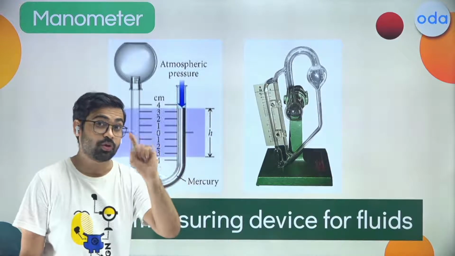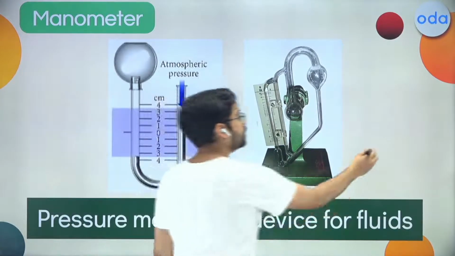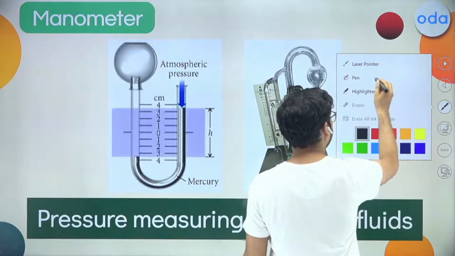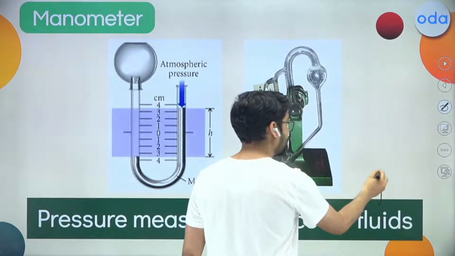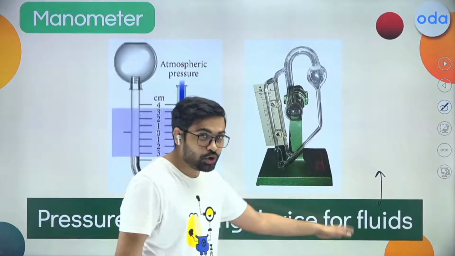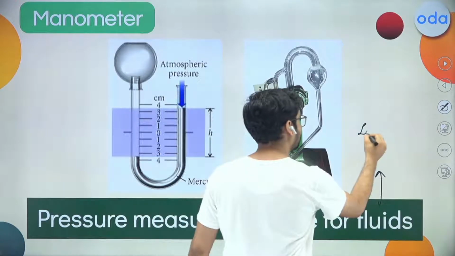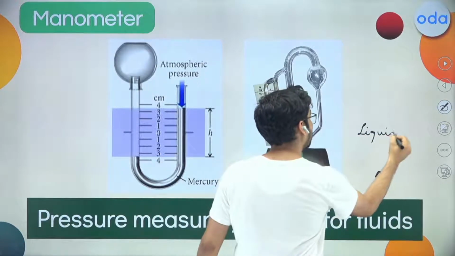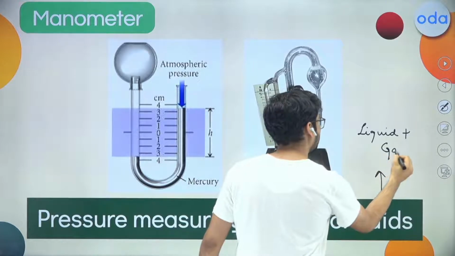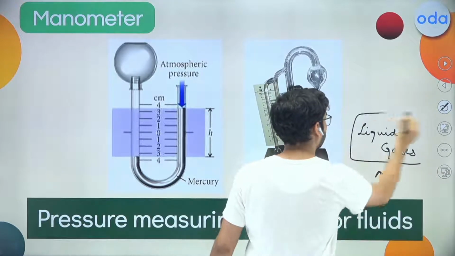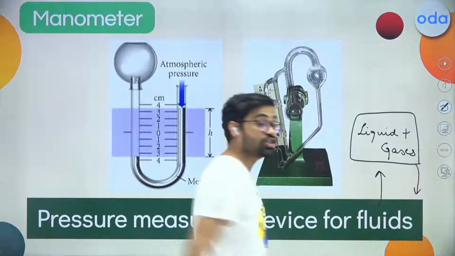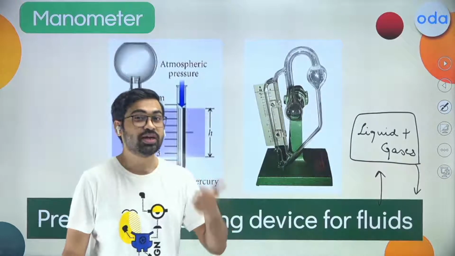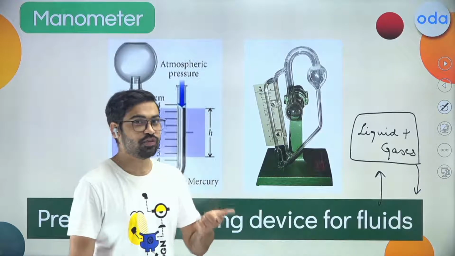Now, please remember one very critical thing, that we are not talking about liquids anymore. If I talk about a fluid, I mean both liquids as well as gases. So it can measure the pressure in both. It can measure the pressure in a liquid. It can also measure the pressure of a gas.